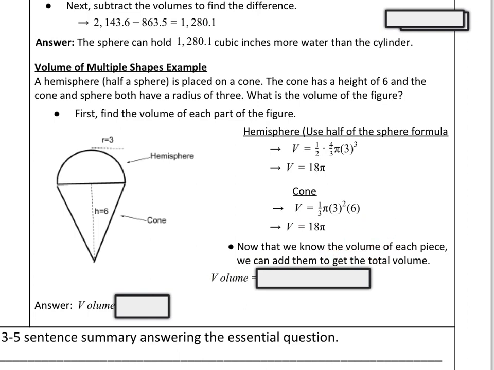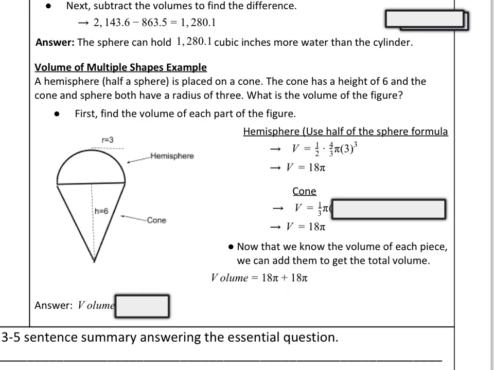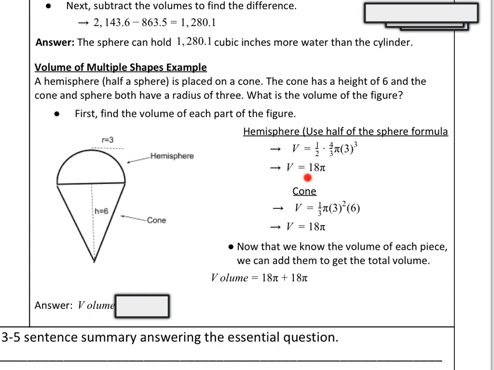So if we do that, we'll take our volume, 18 pi plus 18 pi, that's our hemisphere and our cone. Those are like terms, so we can combine those. 18 plus 18 is 36 pi. And there we've got our total volume.